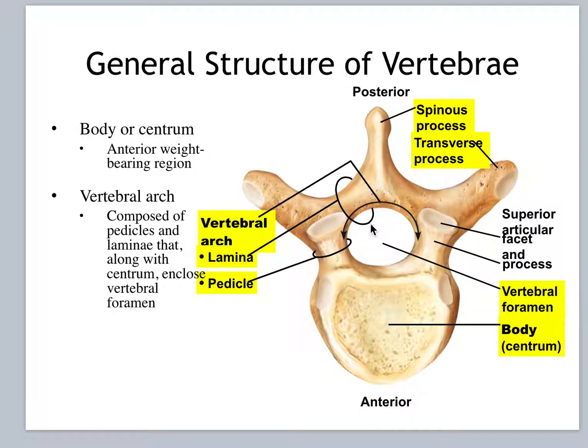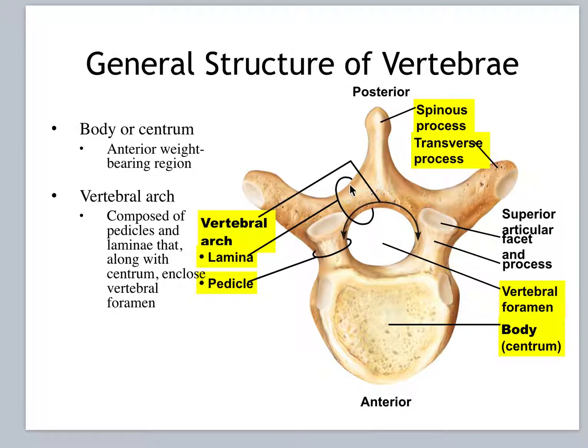This is where the spinal cord goes through. This is in all the vertebral bodies. It goes all the way from the C1 down to the lumbar. That's where the spinal cord runs up and down the vertebral column. There's this spinous process that sticks out posteriorly towards the back, and there's transverse processes that stick out to the side.